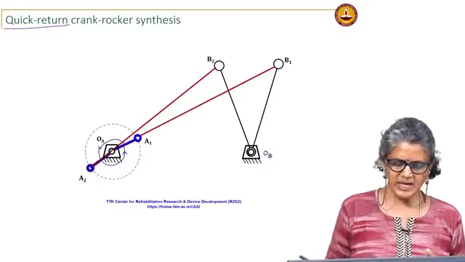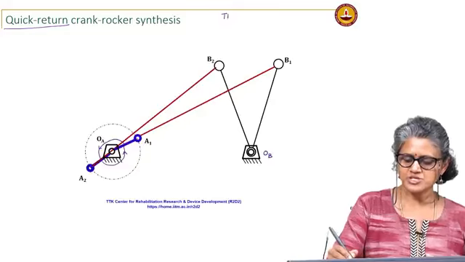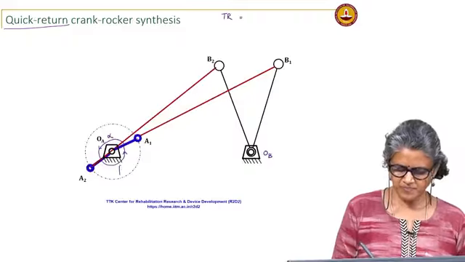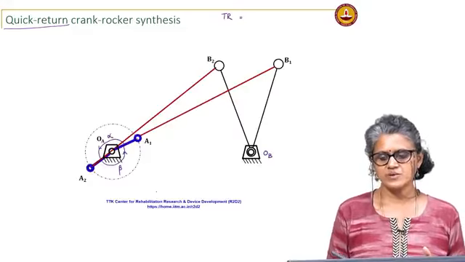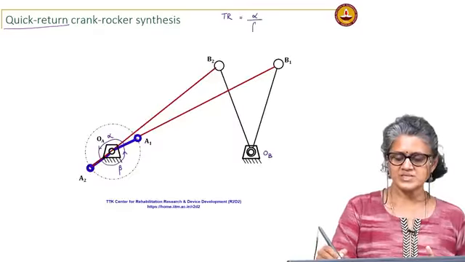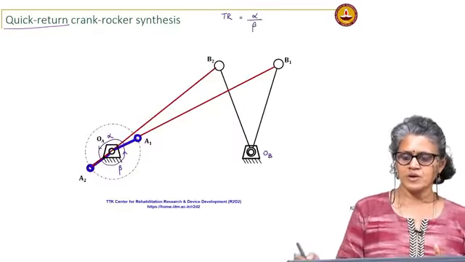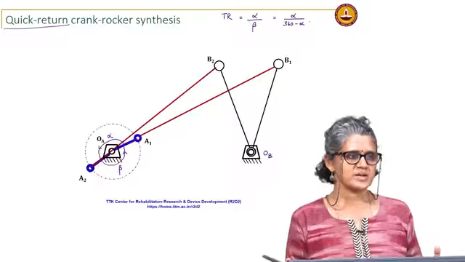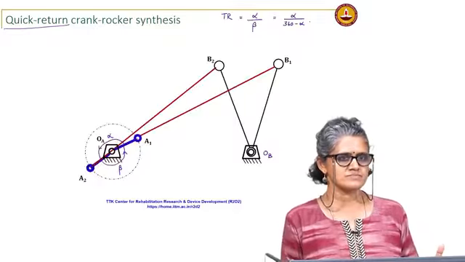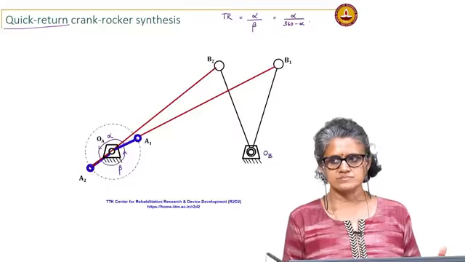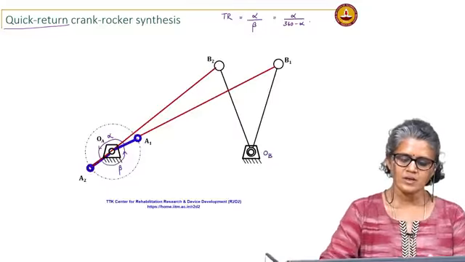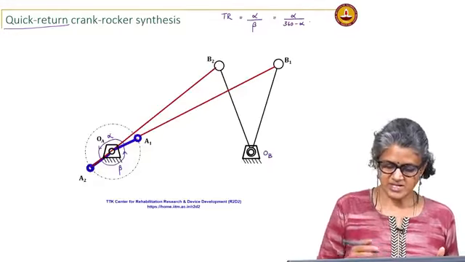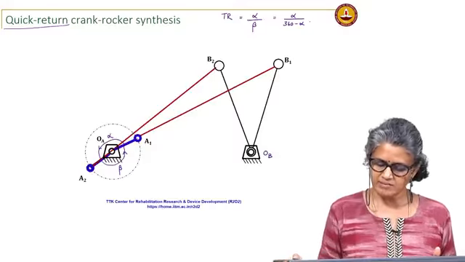So, let us say you are given a particular time ratio. If I look at it here, I can call this angle alpha, this angle beta. So, my time ratio is essentially alpha by beta, or I can look at it as alpha by 360 minus alpha in degrees. I will just explain this first and then I will explain the construction of the quick return mechanism.